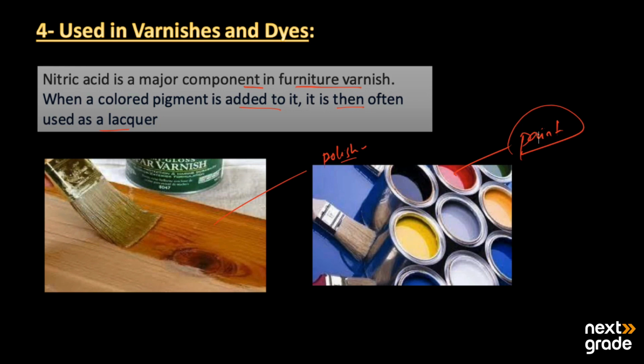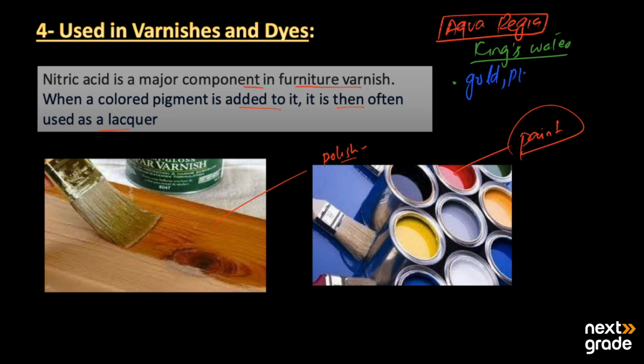Nitric acid is also used in the manufacturing of aqua regia. What does aqua regia mean? It is a solution also known as king's water. Why is it called king's water? One reason is that it can oxidize gold and platinum. These two metals are noble metals and do not react with any other acid. They only react with aqua regia.